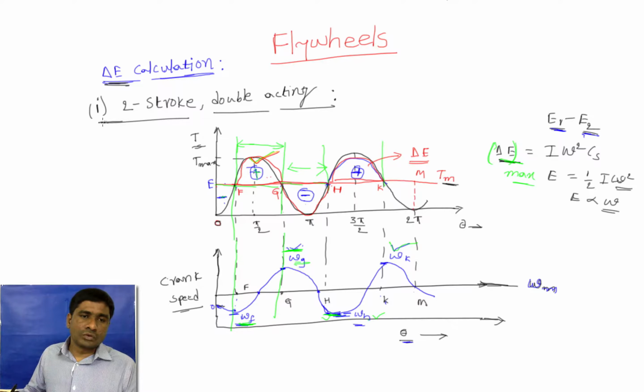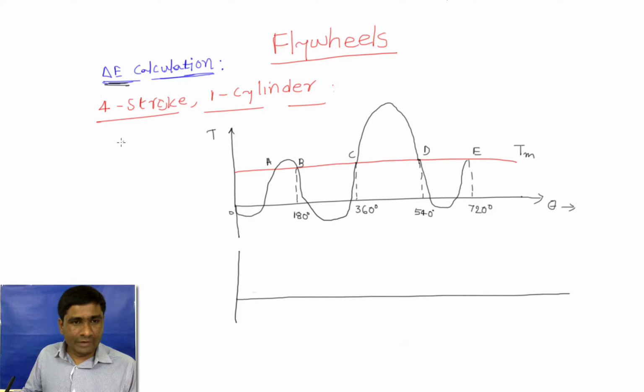This is how we should calculate for the two-stroke or double-acting engine. Even for the four-stroke, the same procedure will be applicable, and we will see how to calculate that. Now we will consider a four-stroke one-cylinder engine, and this is the bending moment diagram for it.